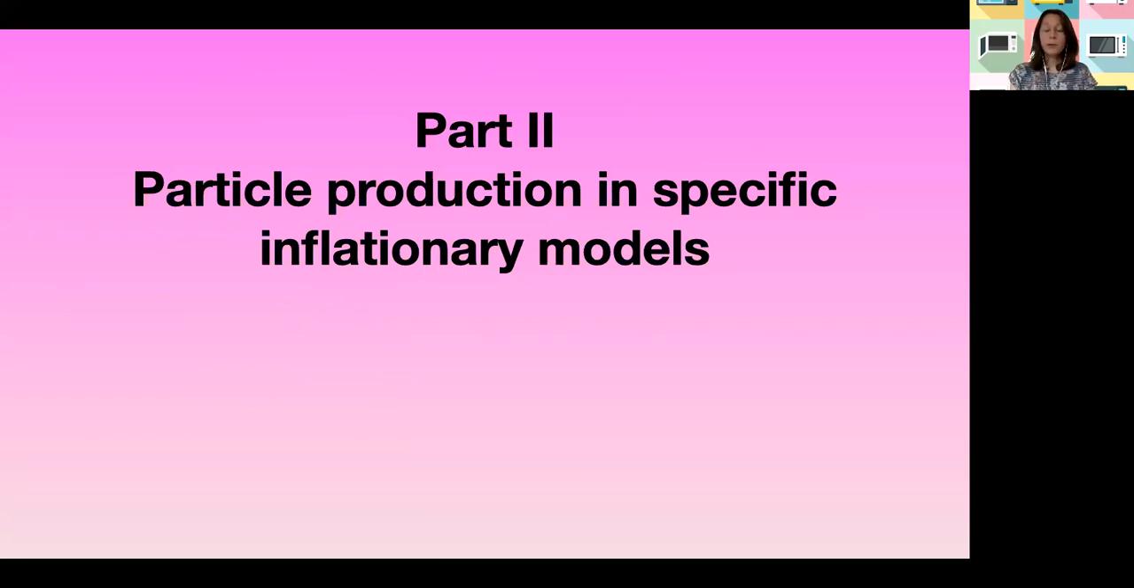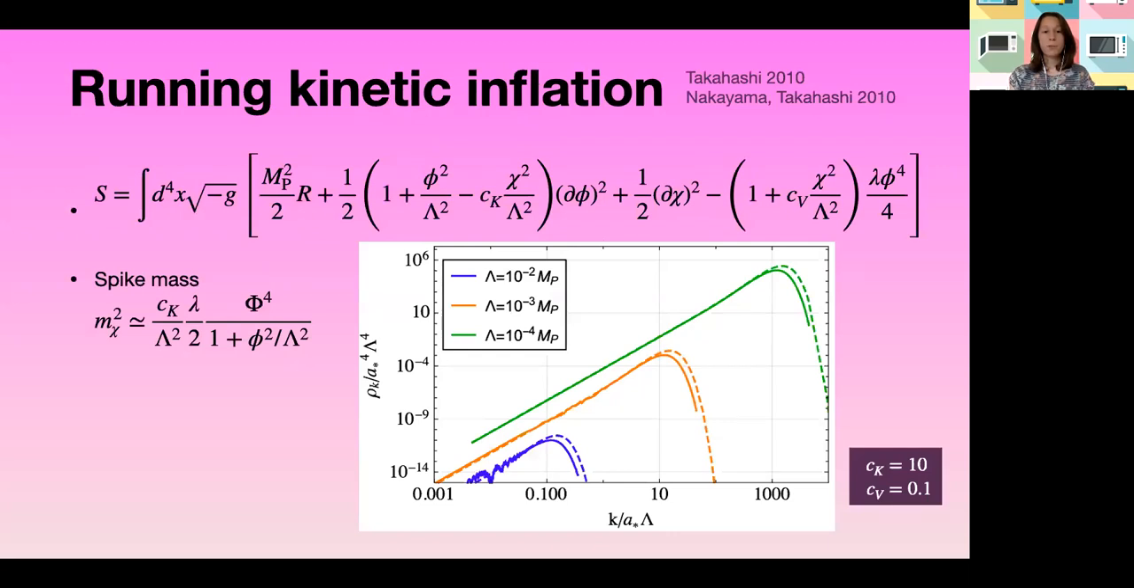All right, now we're going to look at some particle production in specific inflationary models, and let's see how well our semi-analytical approximation is performing. The first example is running kinetic inflation. The inflaton field is phi here, and the isocurvature field is chi. As you can see, there's a non-trivial field space metric. The spike mass of the chi particle is given here, so it's very close to the single pole mass that we saw already in the examples.